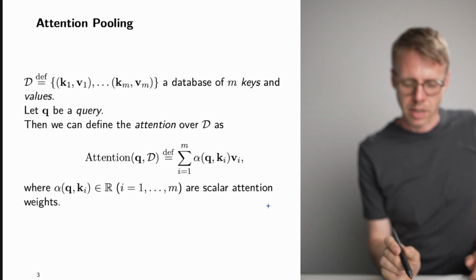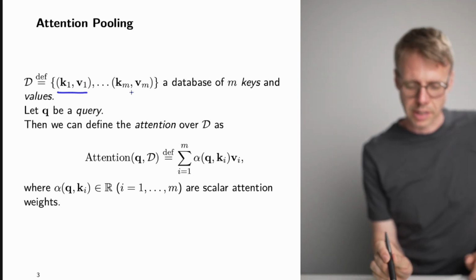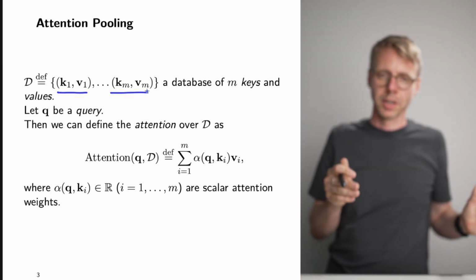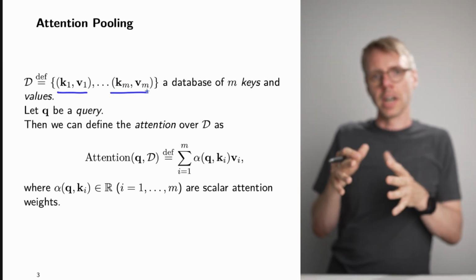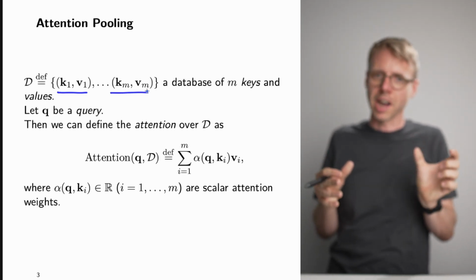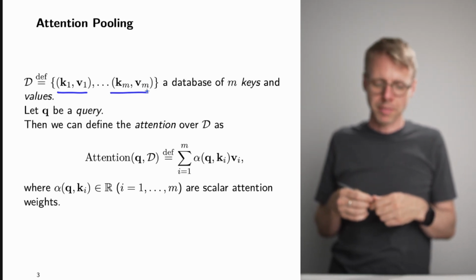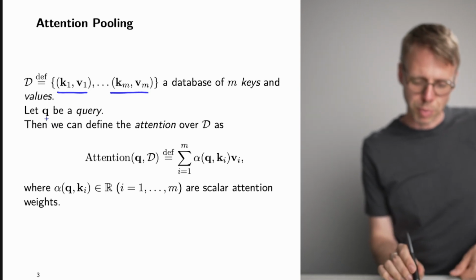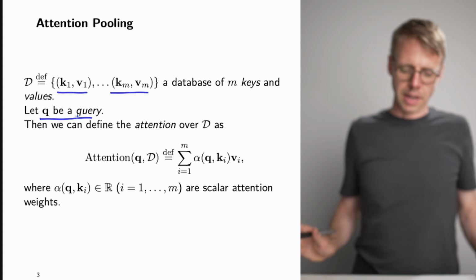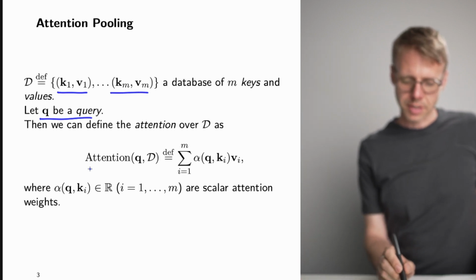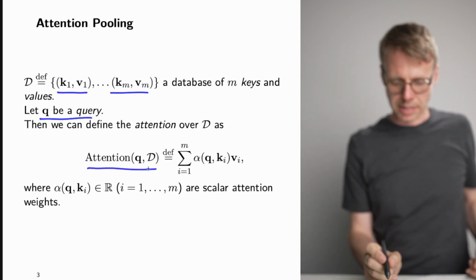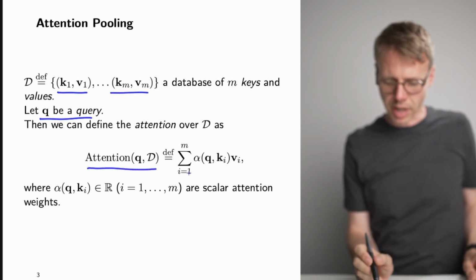Well, say we have these key value pairs, little m of these, where (k_i, v_i) is a tuple that corresponds to the ith key value pair. And we want to perform a query q on these key value pairs. Then attention is a function that takes this query and applies it to this database D. And it's defined as the following.